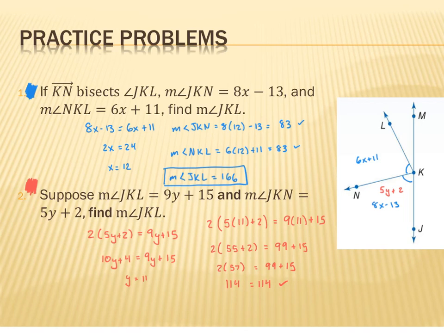In the second problem, you're told again that there's a bisector, so same bisector, but you're only given one of the pieces. That's okay because both pieces equal each other. So 2 times the piece you're given has to equal the whole. You know you did it correctly if you can solve for the pieces and solve for the whole, and you get the same answer down at the bottom.